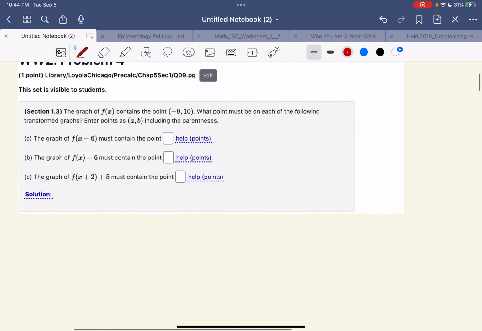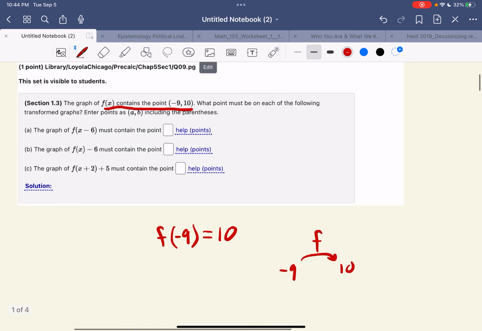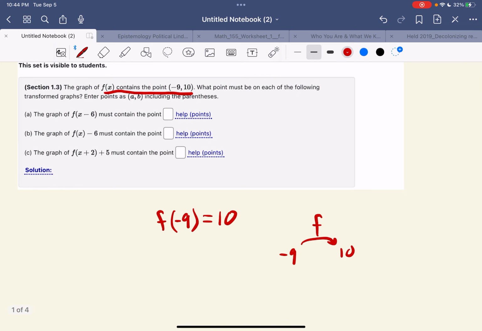Sweet. The graph of a function contains this point. What that means is if you input -9 into f, the output is 10. So this function f, the only thing I know about it, is that it'll take the number -9 and output 10. There's my function f.